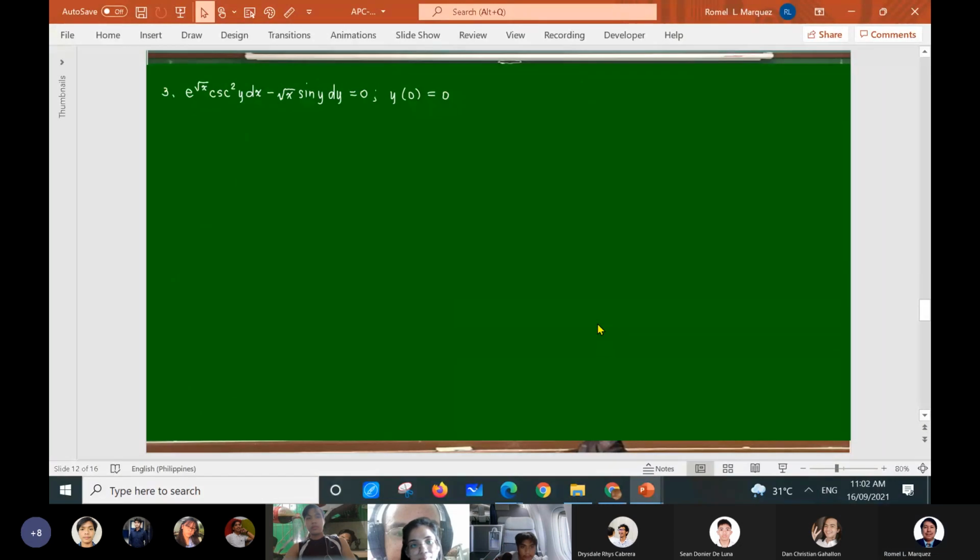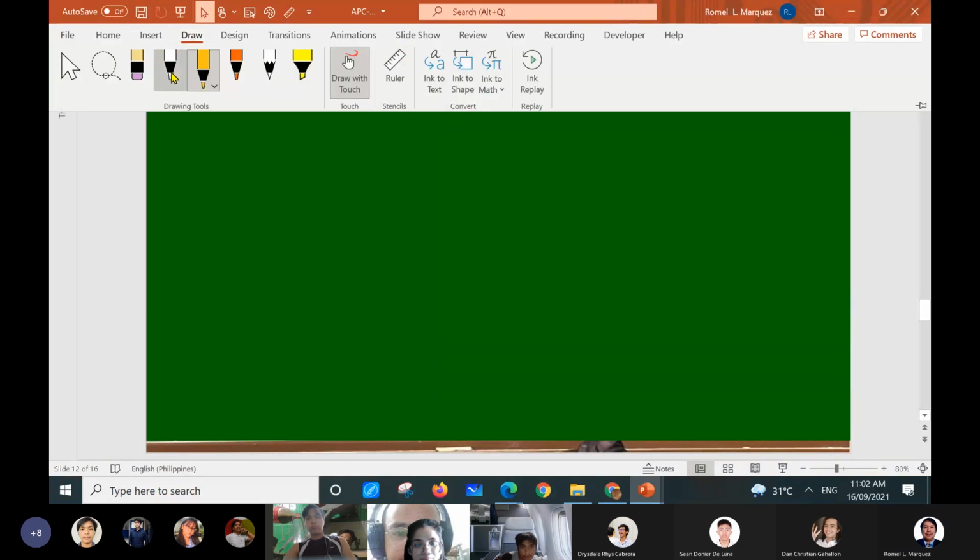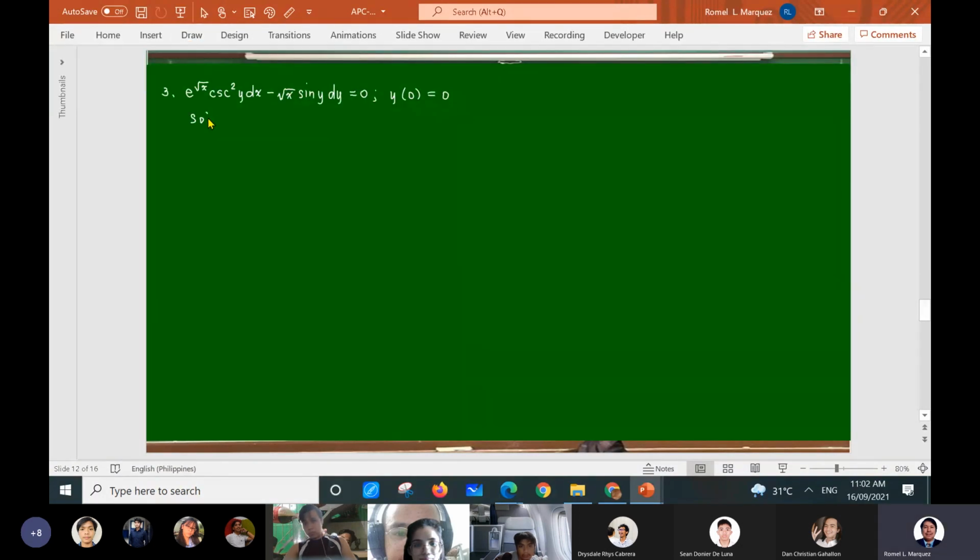Number 3. What about this? Given this, with the condition that when x is 0, y is 0. Okay? We can separate variables also here. But not all DEs can have variables that can be separated. Once we have another type, you have two types by that time to consider. You should know how to identify the different types of DE.